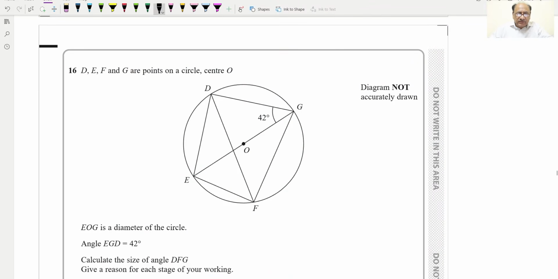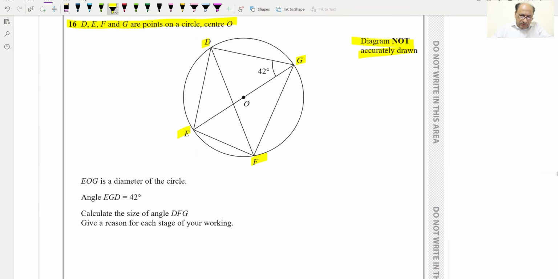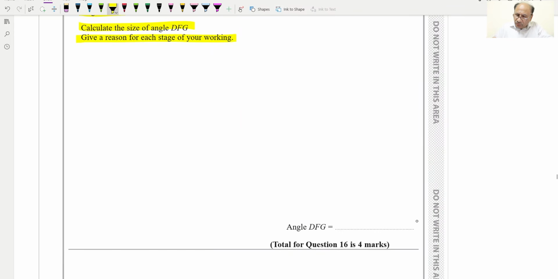Now question number 16 is basically a circle theorem question. This is also easy. D, E, F and G are points on the circle with center O, and the diagram is not accurately drawn. So these 4 are on the circumference. EOG is a diameter of the circle. So this is the diameter. The angle is 42, and calculate the size of angle DFG. Give a reason for each stage of your working. So we have to provide the reasoning also.